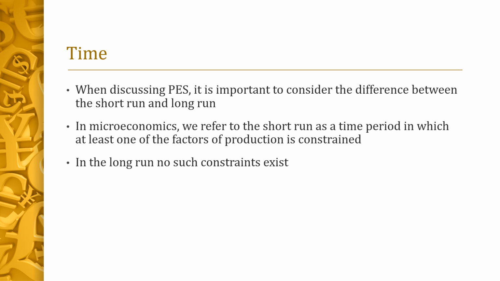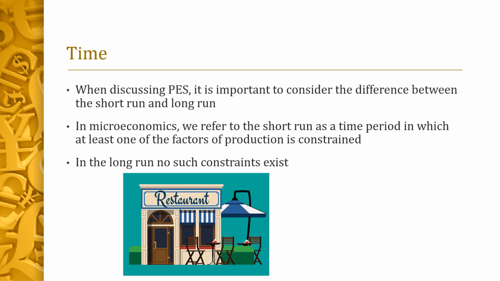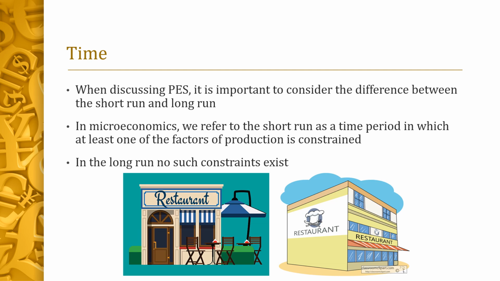If we look at the example of a restaurant, in the short run, they're able to increase their output by employing more staff and maybe even opening longer hours, but they're still constrained by the size of their restaurant and the capacity of the number of people that they can feed. However, in the long run, the restaurant is able to move to larger premises, so this constraint does not exist.